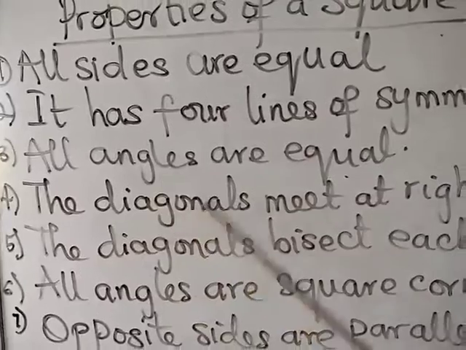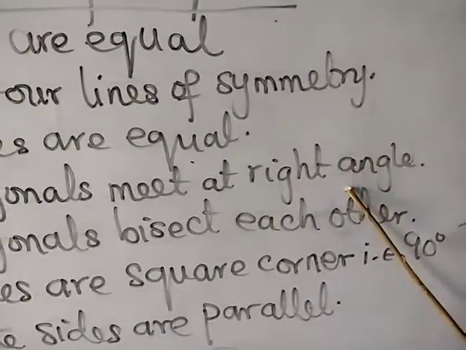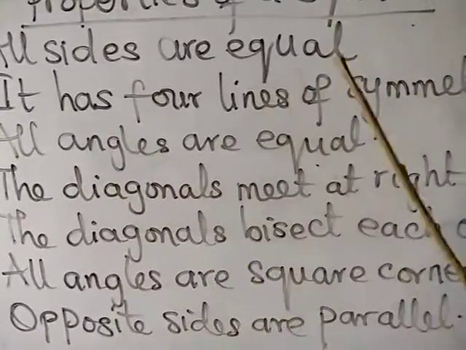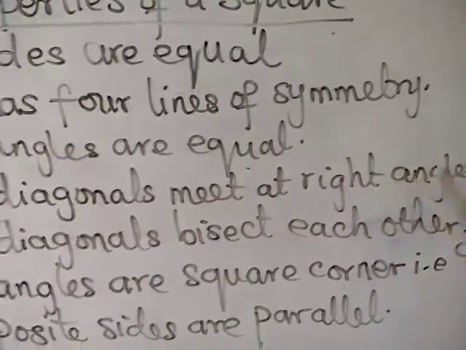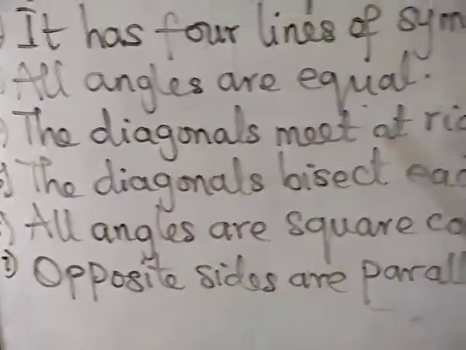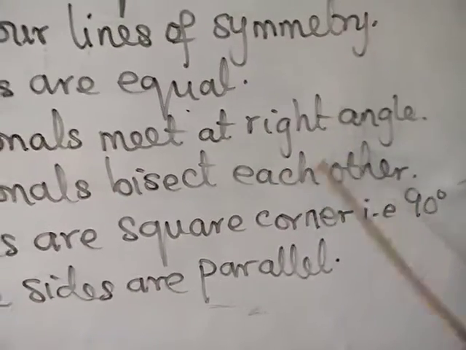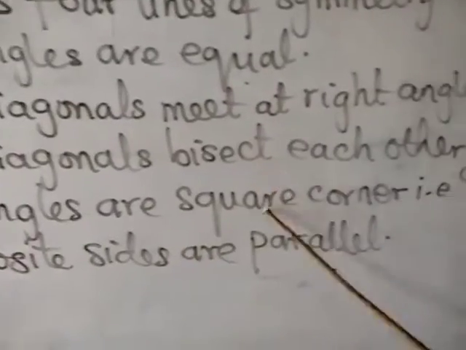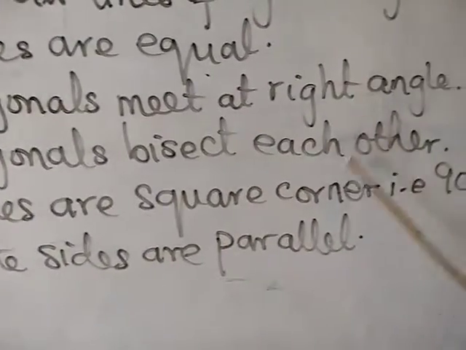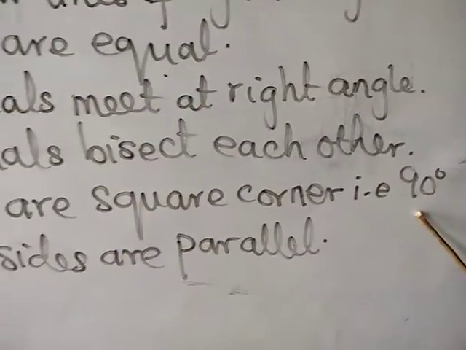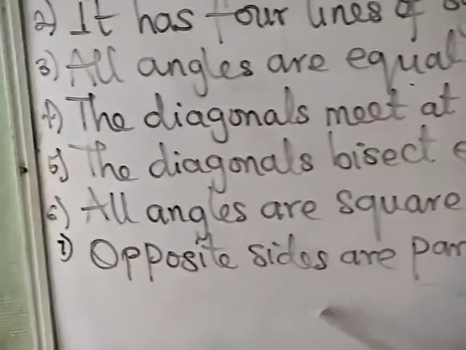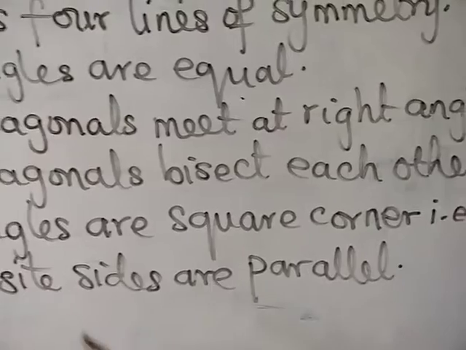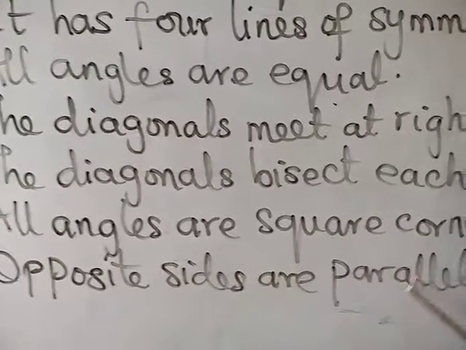The diagonals meet at right angle. The diagonals bisect each other. All angles are square corner, that is 90 degrees each. Opposite sides are parallel.